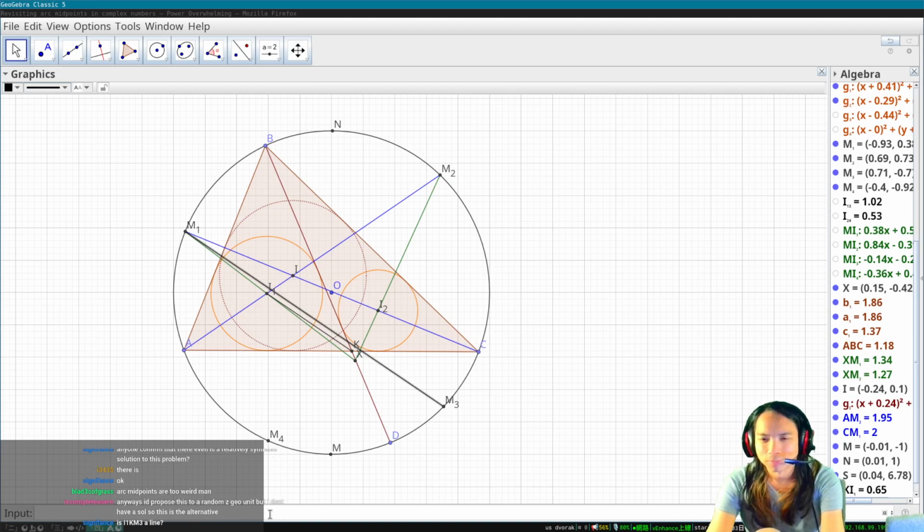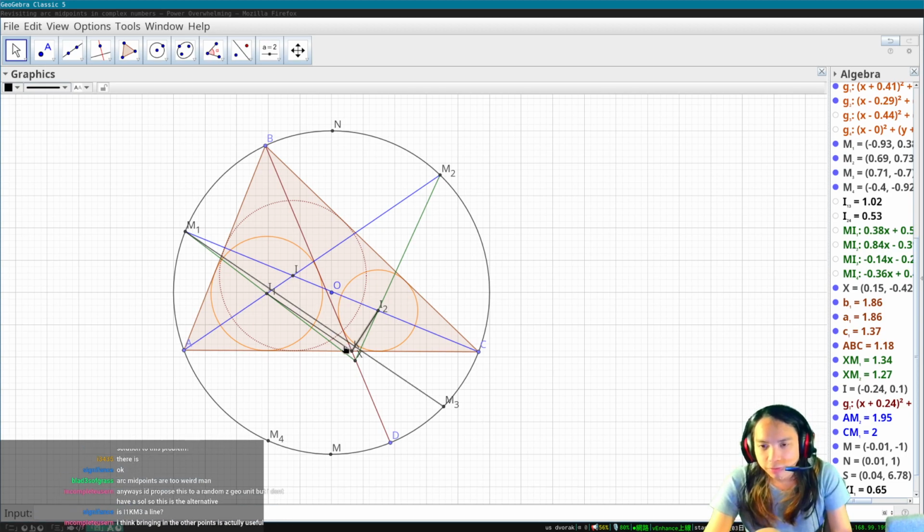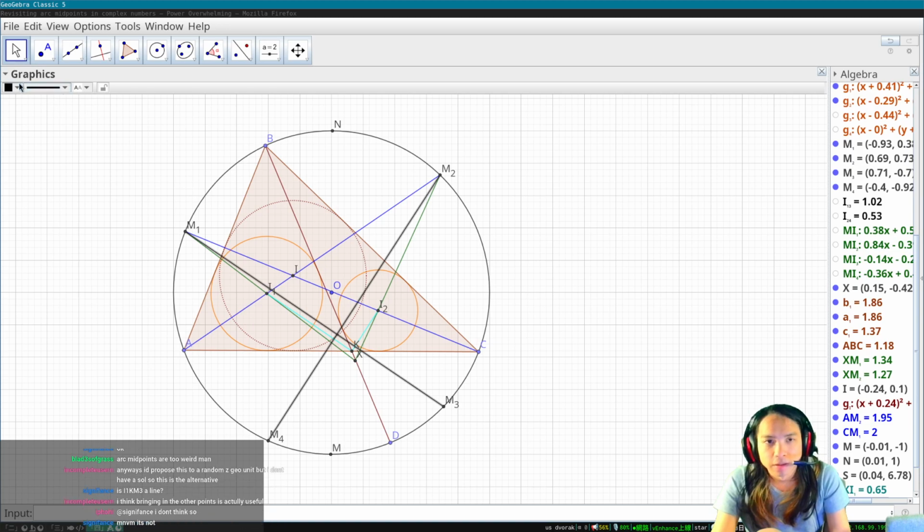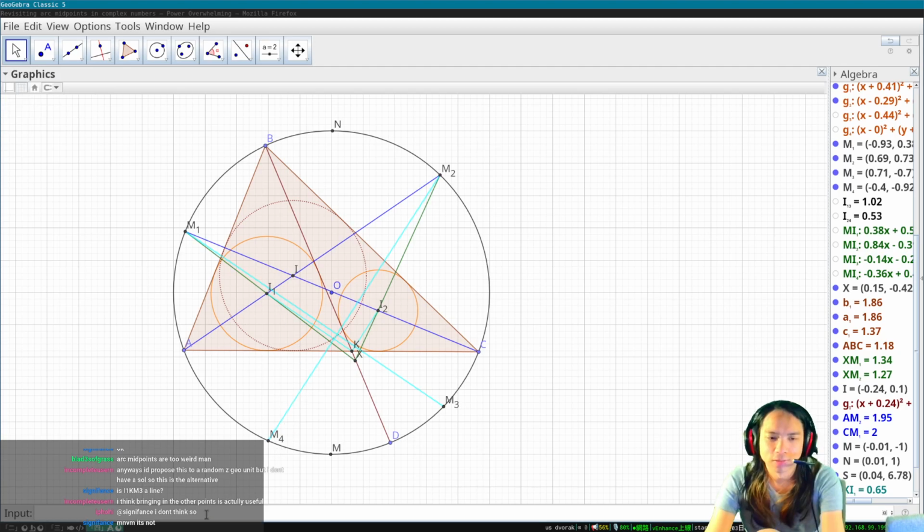Actually, okay, let me just... This might be very messy, but I'm going to draw all of these in. So I have these two perpendicular angle bisectors that look like that. And then they're parallel to these two other perpendicular lines that look like that. And then also BM4, BM3.